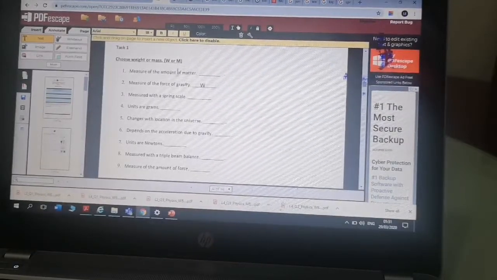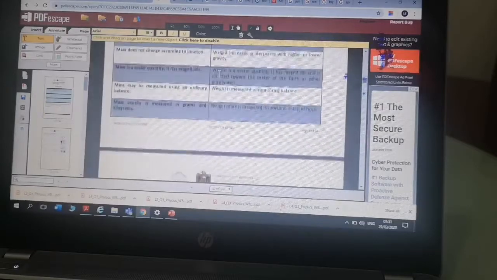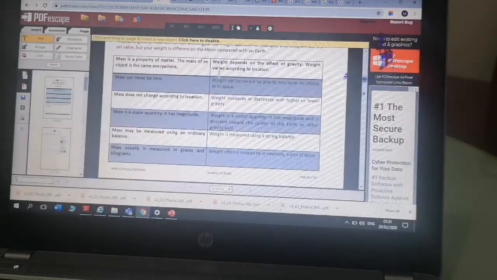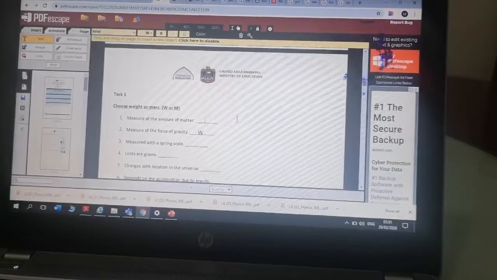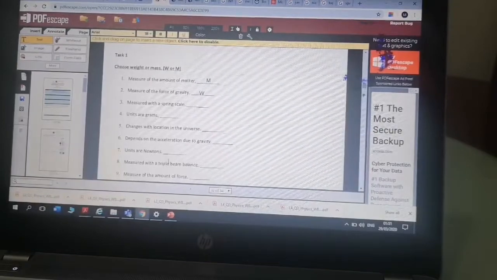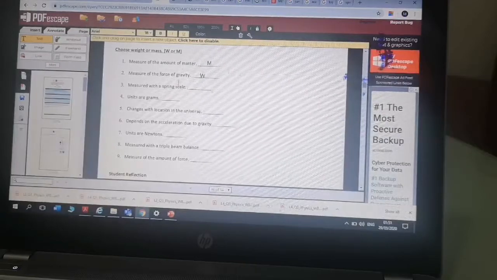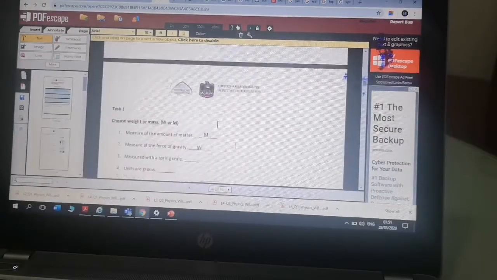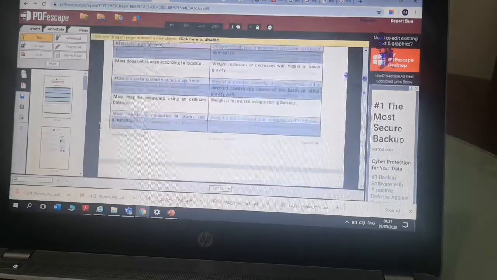A measure of the amount of matter. Remember, matter is the amount of stuff. It's like particles. What was the amount of stuff? I can't remember. Let's scroll back. Mass is a property of matter. So it's mass. Mass is the amount of matter. So I'll just write M here for mass. And you see, you do that with all of those. You can complete it. I won't do all of them with you. You can solve those yourself just by checking out the facts on your PDF.